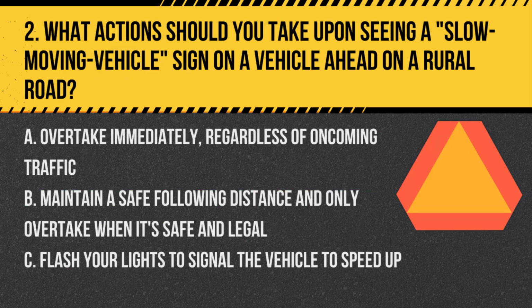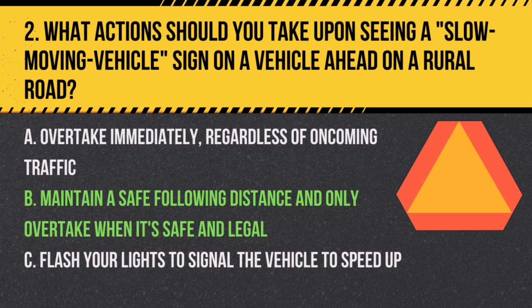Question 2. What actions should you take upon seeing a slow-moving vehicle sign on a vehicle ahead on a rural road? A. Overtake immediately, regardless of oncoming traffic. B. Maintain a safe following distance and only overtake when it's safe and legal. C. Flash your lights to signal the vehicle to speed up.